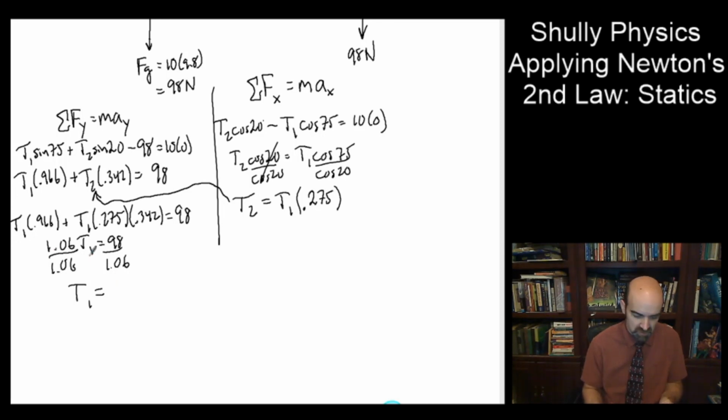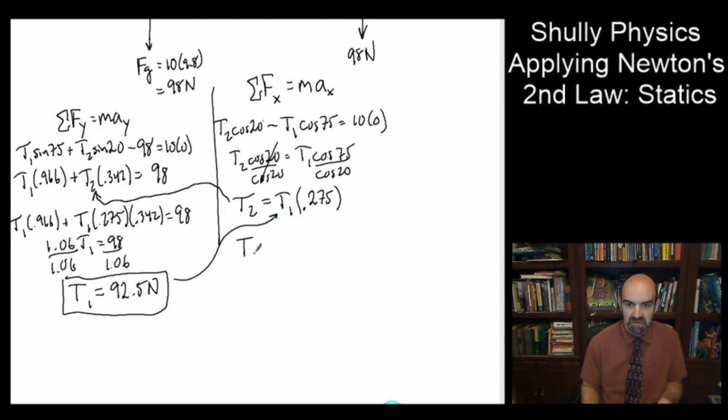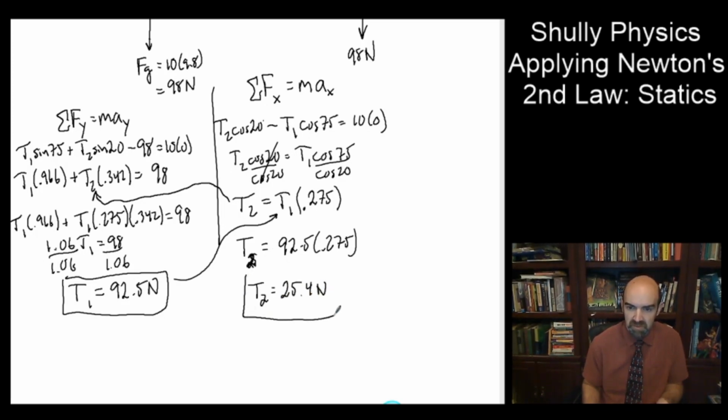92.45. So I'm going to say 92.5 newtons. We have T1. I'm going to substitute that in up here for our system. So I'm just going to multiply that 92.5 times 0.275, and we get about 25.4. Oh dear, what is that? That's supposed to be a 2. T2 equals 25.4. Got a little dysgraphic there for a moment.